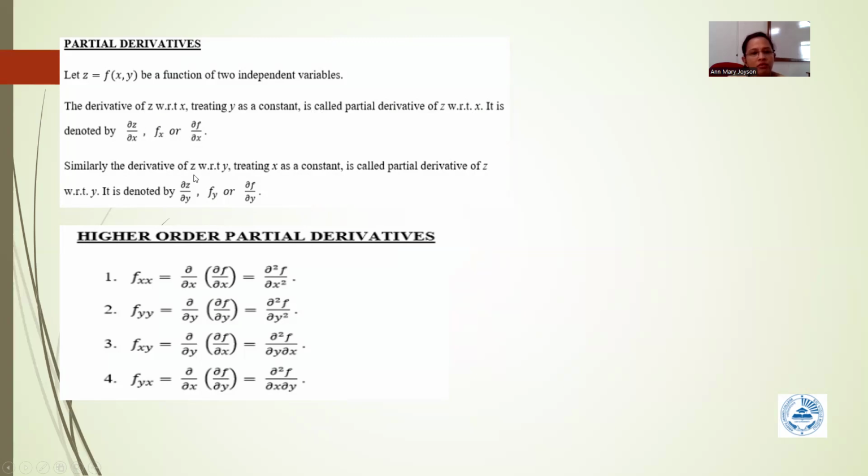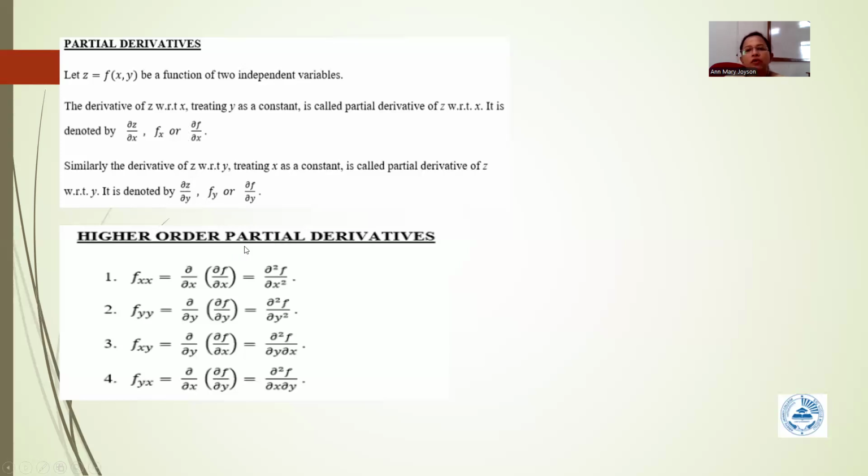Similarly, the derivative of z with respect to y when we treat x as a constant is called the partial derivative of z with respect to y and is denoted by ∂z/∂y or f_y or ∂f/∂y. Understand, here we treat y as a variable and x as a constant. Here we treat x as a variable and y as a constant.